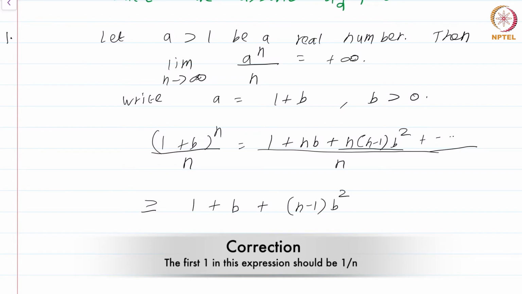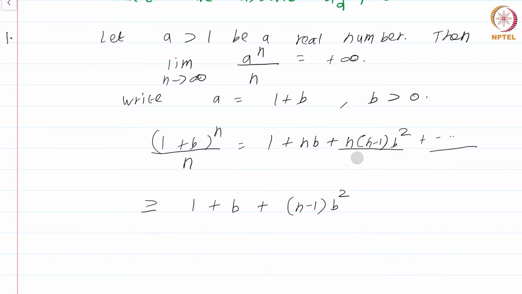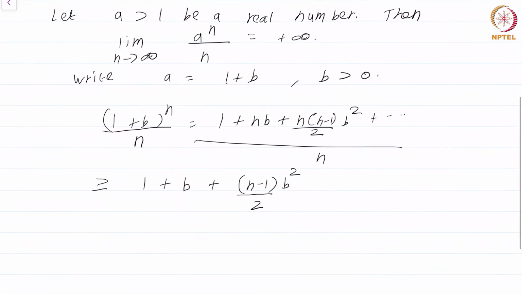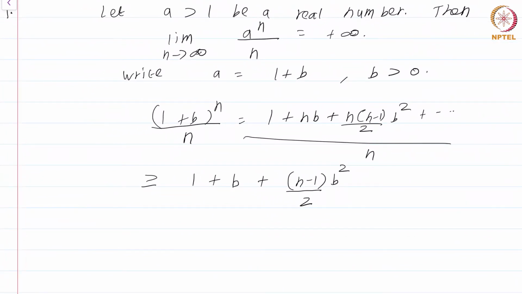I forgot a 1/2 here. The binomial coefficient will actually have a 1/2. So let me just write that down: n(n - 1)/2 b^2, all divided by n. So I'm ignoring all the other terms. I'm allowed to do all this because every single term here is positive, and this is certainly going to be greater than or equal to (n - 1) b^2 / 2. And this last thing diverges to plus infinity. So this shows the claim.